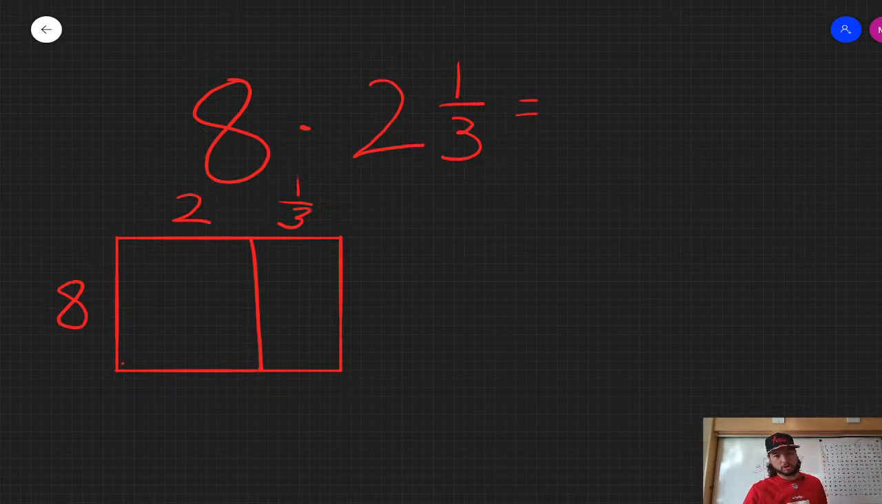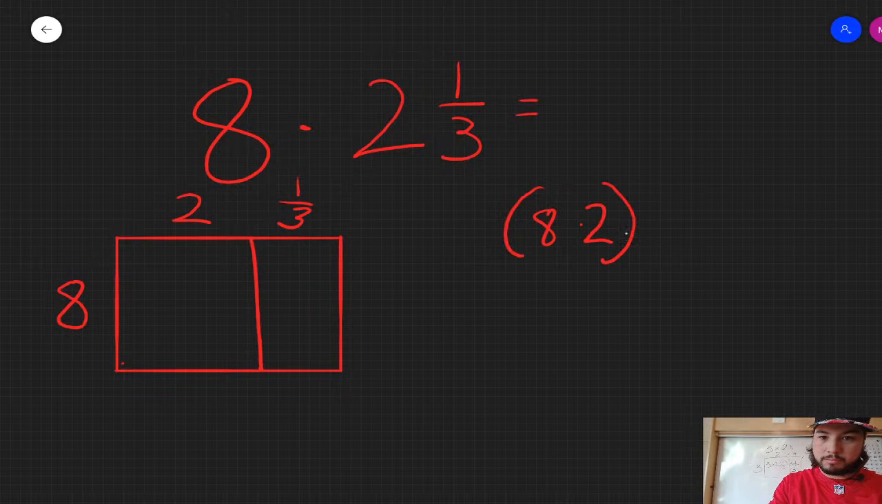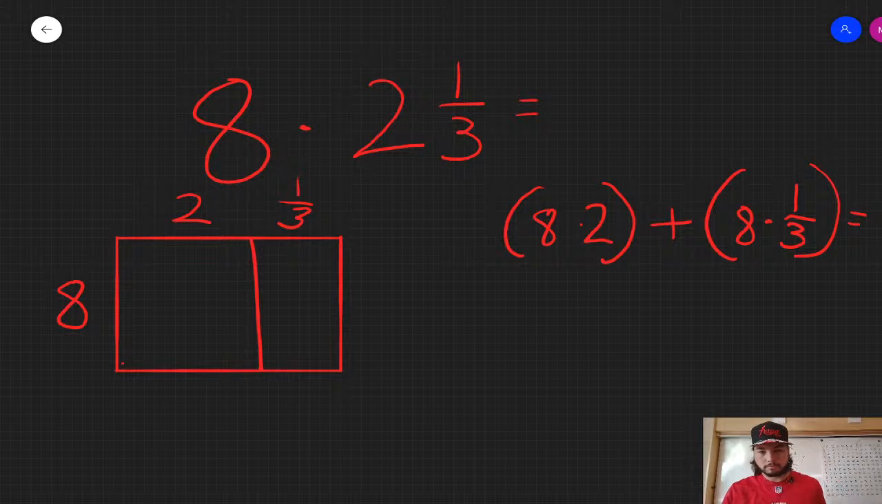So you end up with 2 partial products here. Or separate it out and go 8 times 2 plus 8 times 1/3. Okay, both methods are acceptable here. We're seeing a couple of answers in the chat already. Let's go a little further and think about what those two partial products would be.